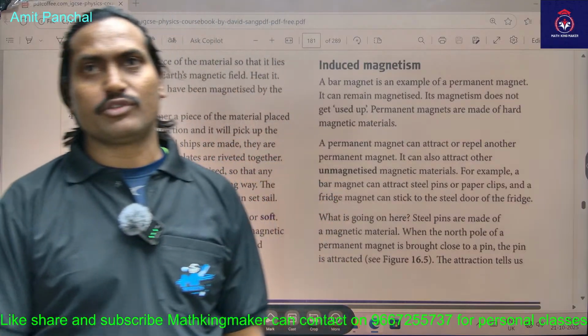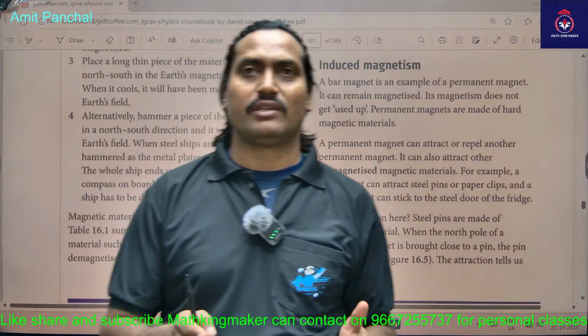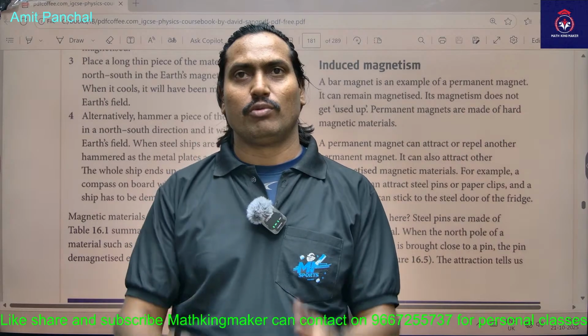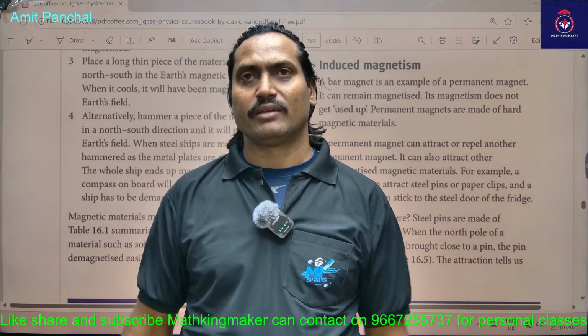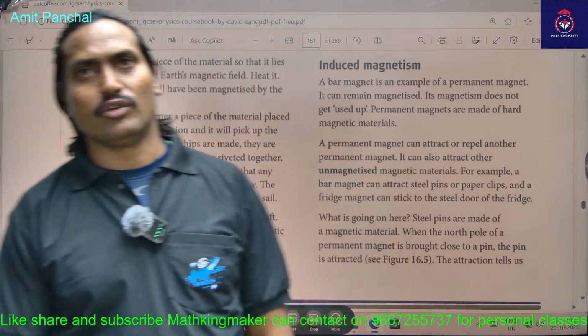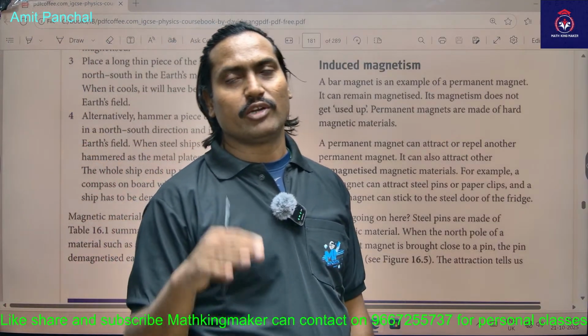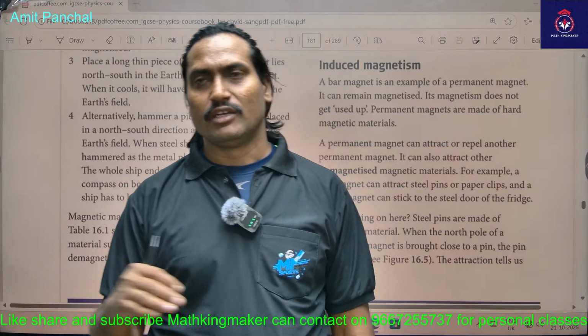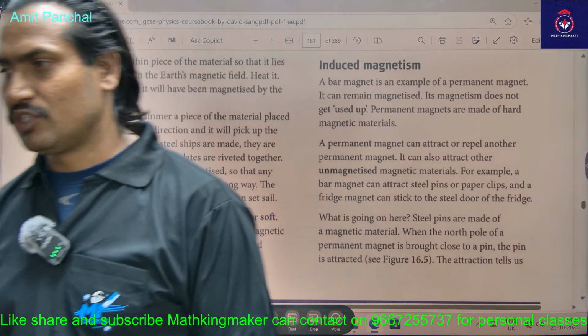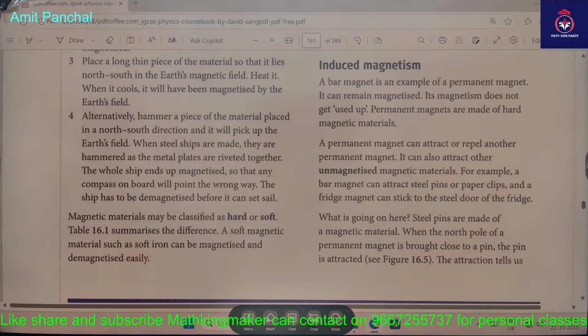The ship becomes magnetized once it is in the north-south direction of the Earth's magnet. So if it is aligned with the Earth's magnetic field, it also becomes magnetized. That's why the ship has to be demagnetized.